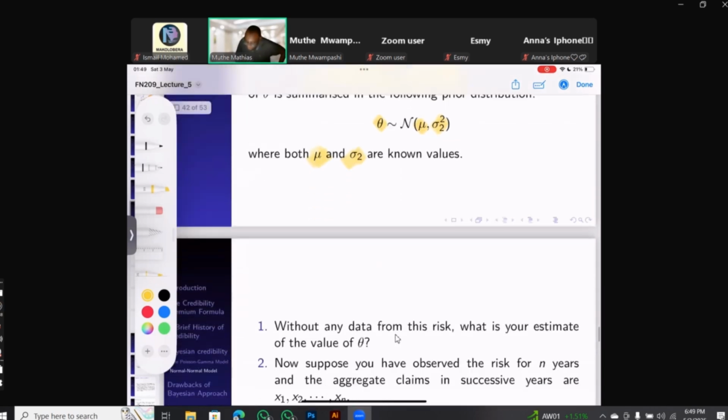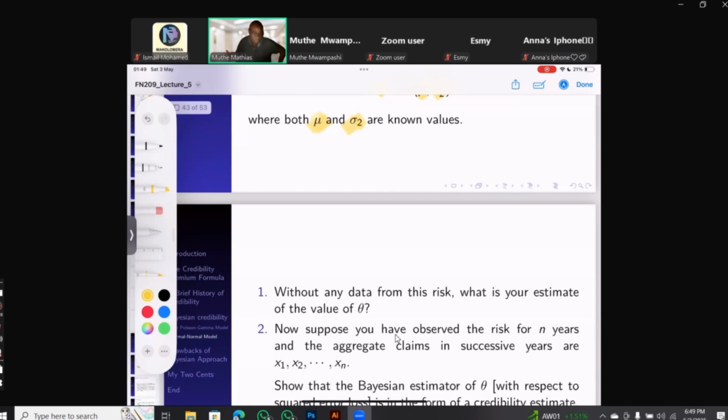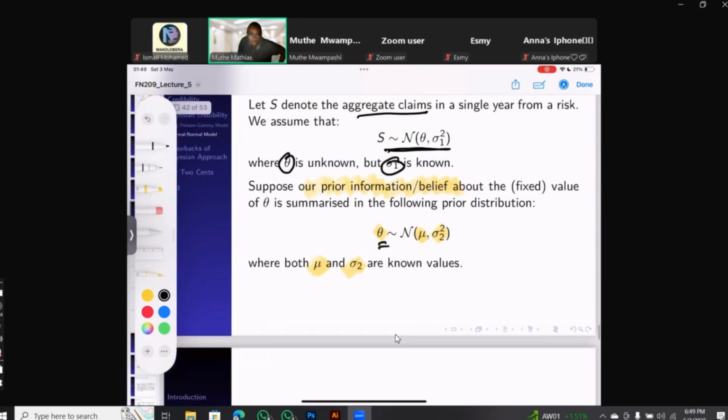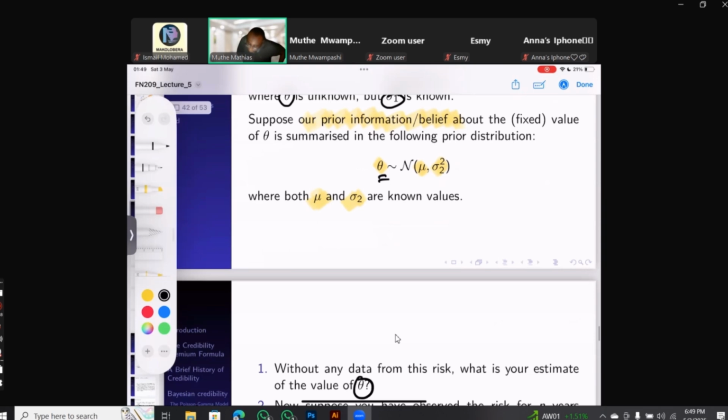Okay, so now the question is actually like what we saw before. The first question asks, without any data from this risk, what is your estimate of the value of theta? Because you will know that theta follows a normal distribution. So if you don't have any data, no data from the risk itself, then the good estimate is actually the mean of the prior distribution.